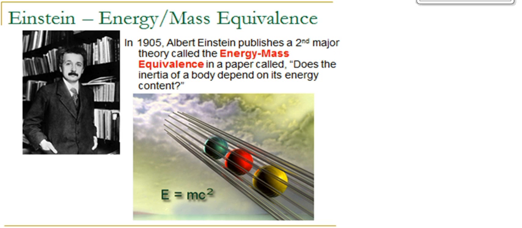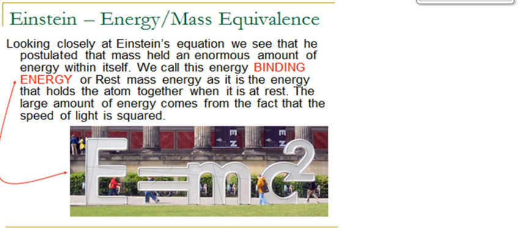This is where our buddy Al comes in. His energy mass equivalence. In 1905, Albert Einstein publishes a second major theory called the energy mass equivalence in a paper called Does the Inertia of a Body Depend on Its Energy Content? I think we all know the answer to that, Al. This energy mass equivalence you recognize as E equals mc squared.